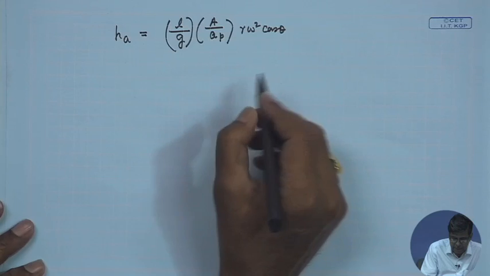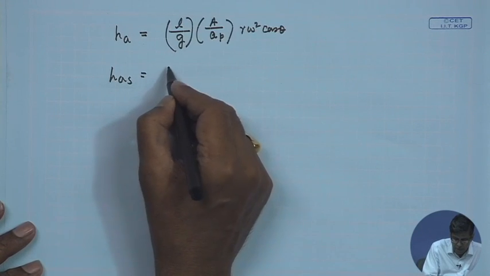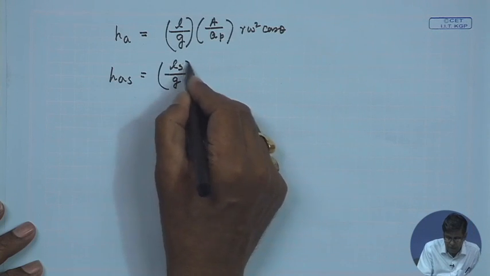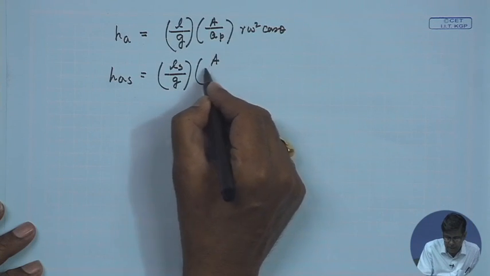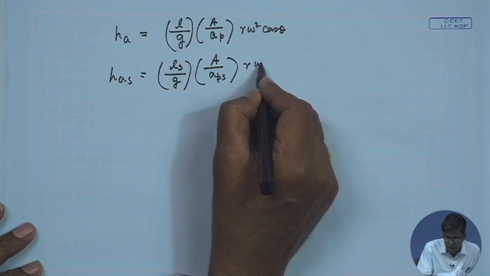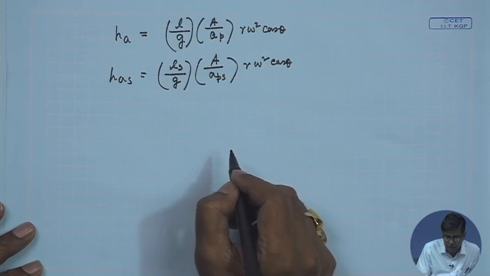Now, in the suction line, similarly, the head can be represented with the length of the suction pipe. So, a subscript will make the differentiation. This is the area of the cylinder, this is the cross sectional area of the suction pipe, times r omega square cos theta.